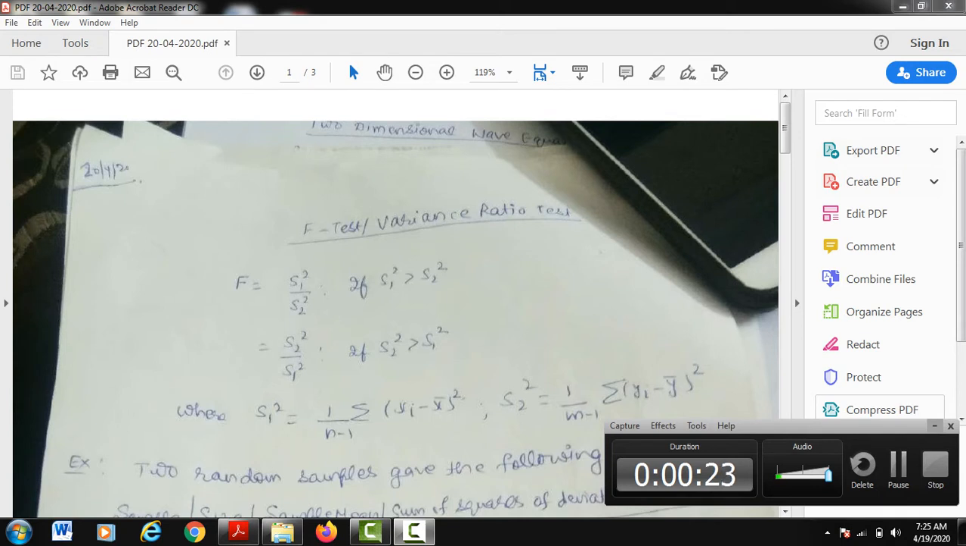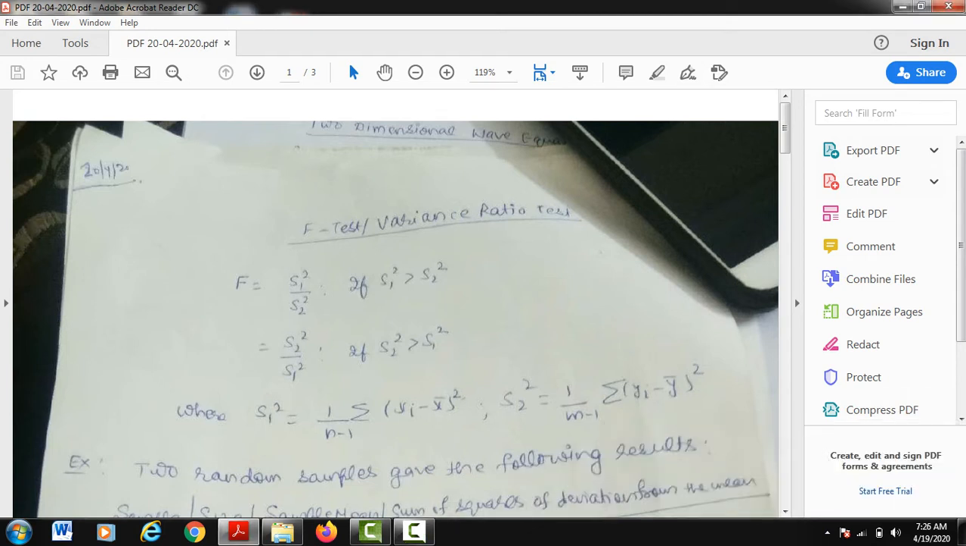which is also known as large sample test, then T test also. Then this is the lecture regarding the F test, which is also known as the variance ratio test. So I'll tell you how F test works, how it applies in practical life. These things we are going to discuss in today's lecture.